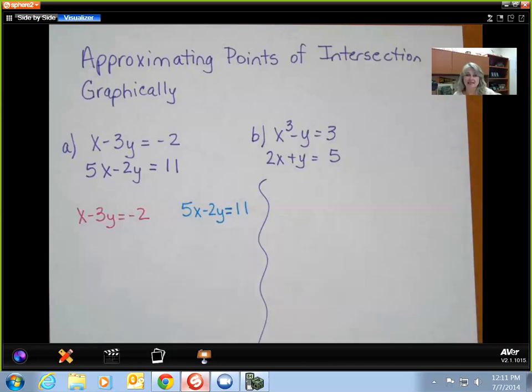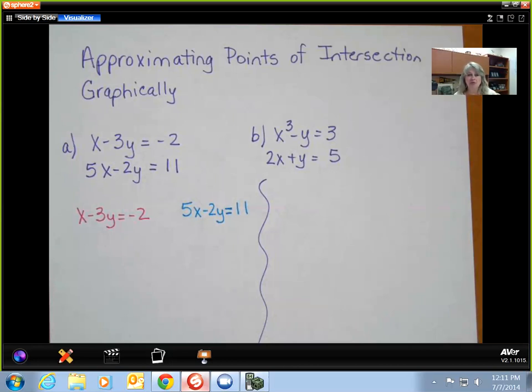Hi, in this lesson we're going to be approximating points of intersection graphically. On example A, we have two lines, and we're trying to figure out if these two lines intersect, and if so, where. And we're going to use our calculator to help us. So be sure to have your graphing calculator ready when we start.